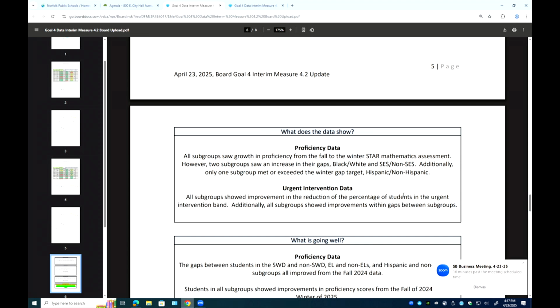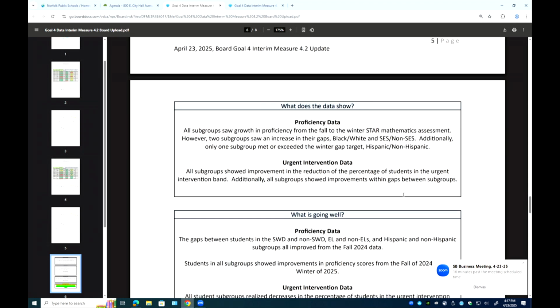With urgent intervention, all subgroups showed improvement in the reduction of the percentage of students in the urgent intervention band. Additionally, all subgroups showed improvement within gaps between subgroups. So not only are all of our students growing, like the goal says, and improving, but we're also seeing the gaps decreasing. We're not quite at the rate with all of them, but we're moving in the right direction, which is improvement from where we were this time last year. So that's where we want to be.